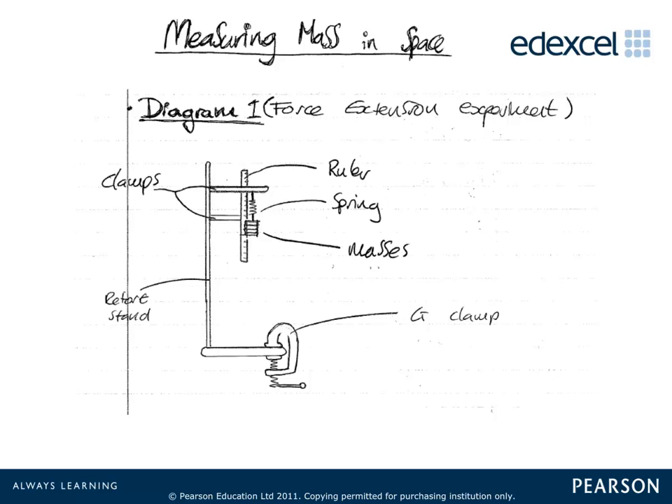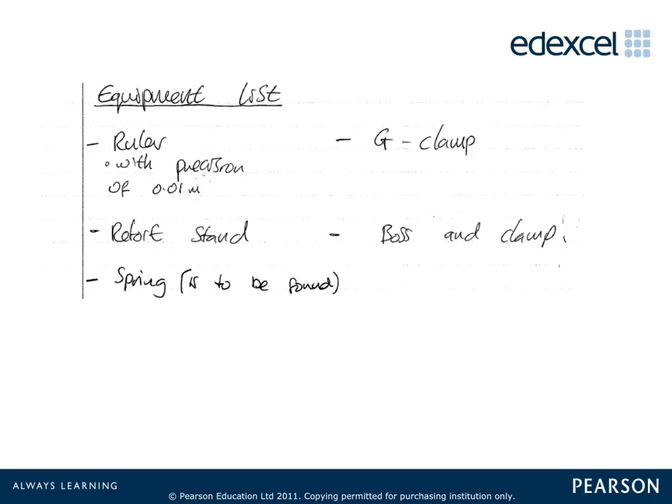This is a good and clear diagram that shows the ruler close to the spring. The equipment list lacks detail, but as the masses are labelled in the diagram, it is worth P1. The precision, misspelled, is 1 millimetre, not 1 centimetre, but that does not concern us here.